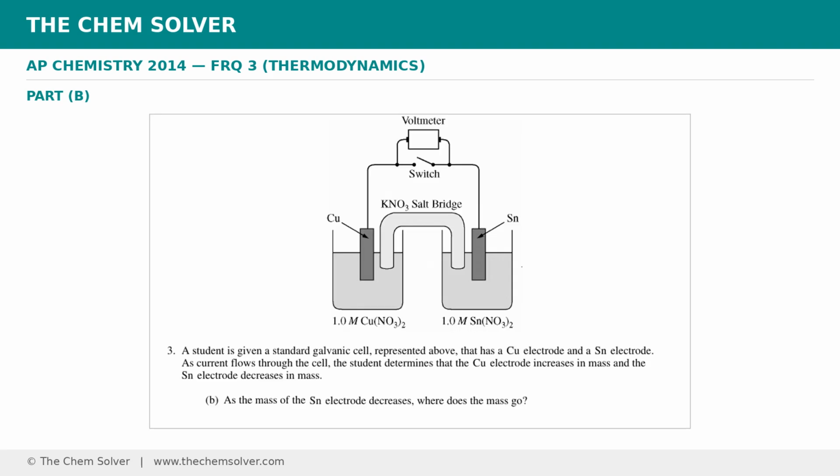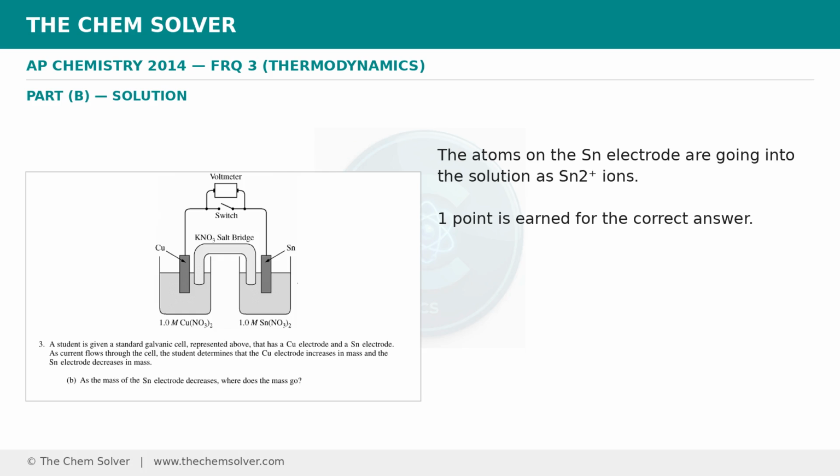As the mass of the Sn electrode decreases, where does the mass go? The atoms on the Sn electrode are going into the solution as Sn2+ ions. 1 point is earned for the correct answer.